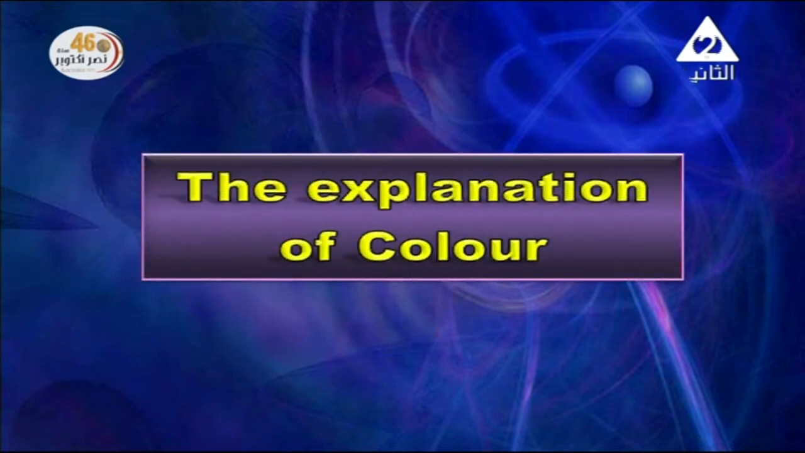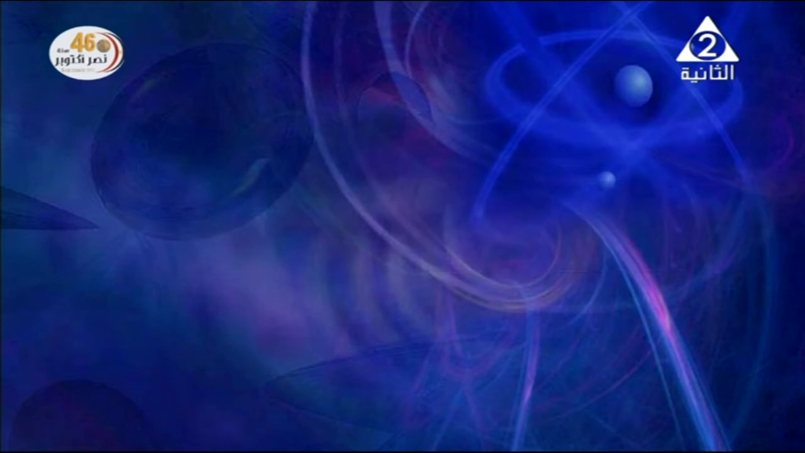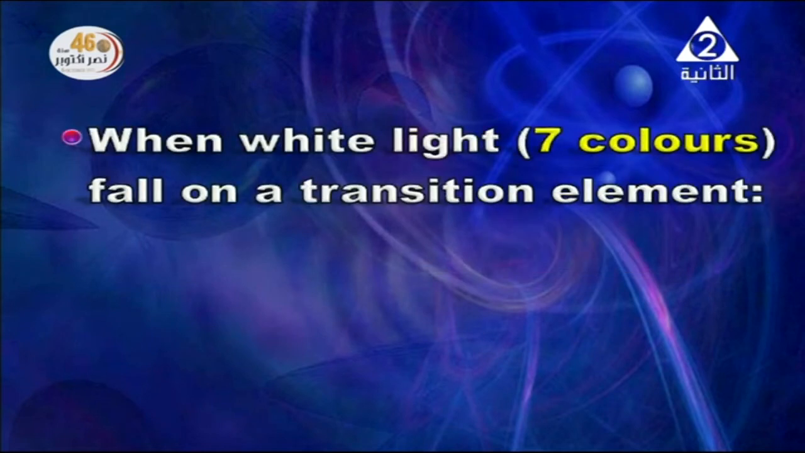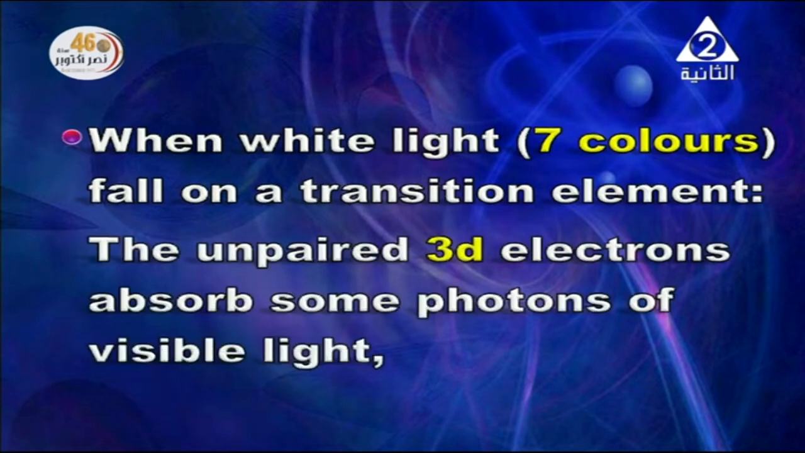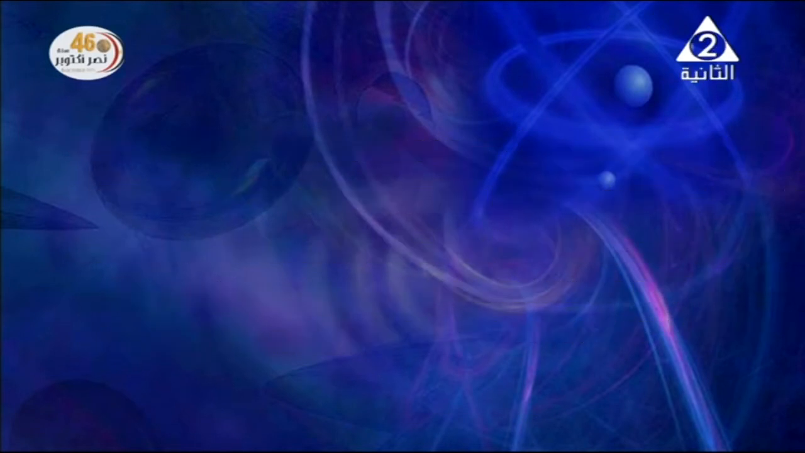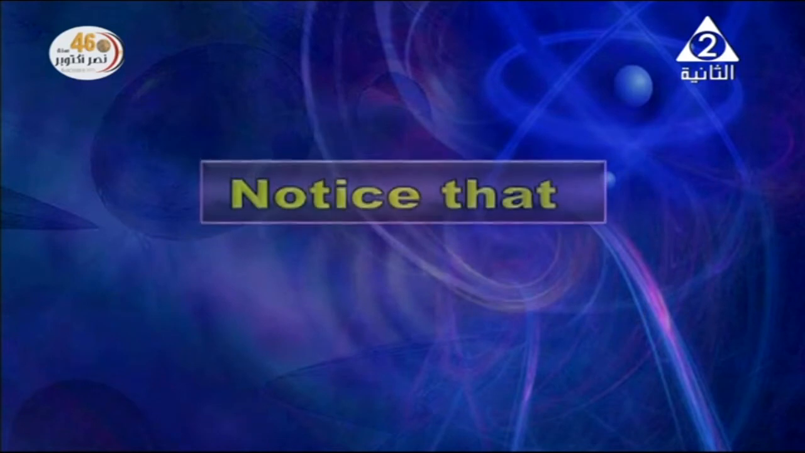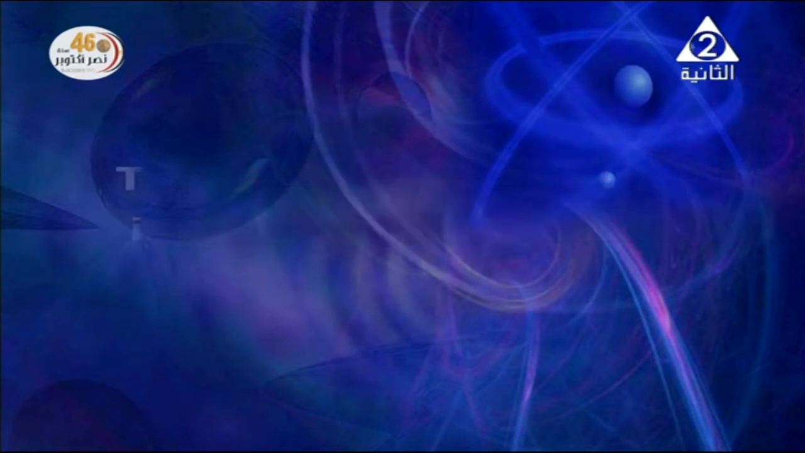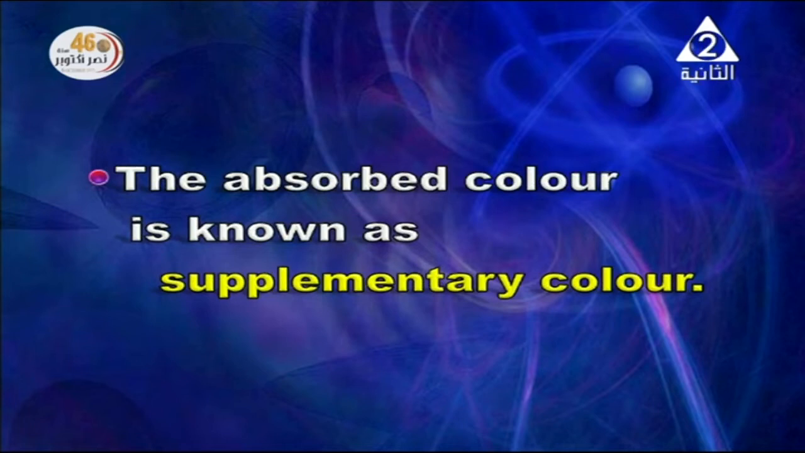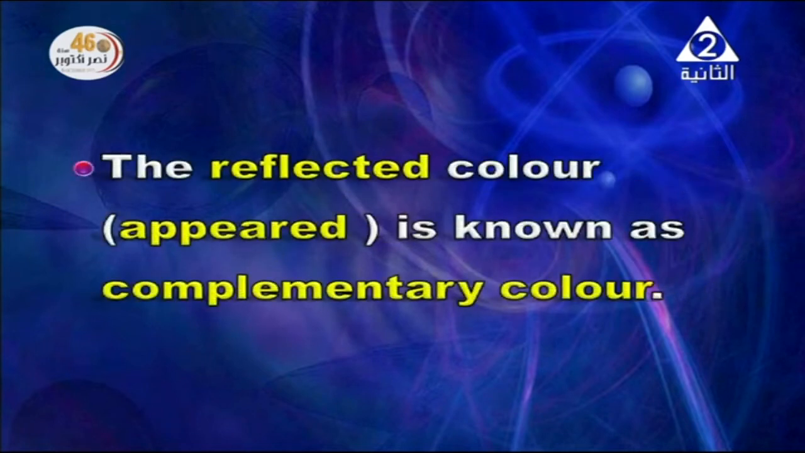The explanation of the color of the transition elements. My dear student, when white light, which is 7 colors, falls on the transition element, what happens? The unpaired 3d electrons absorb some photons of visible light, raising the 3d electrons to higher levels, while the other colors are reflected, giving the eye the apparent color of the element. My dear student, notice that the absorbed color is known as the supplementary color, and the reflected color, which is the apparent color for the eye, is known as the complementary color.